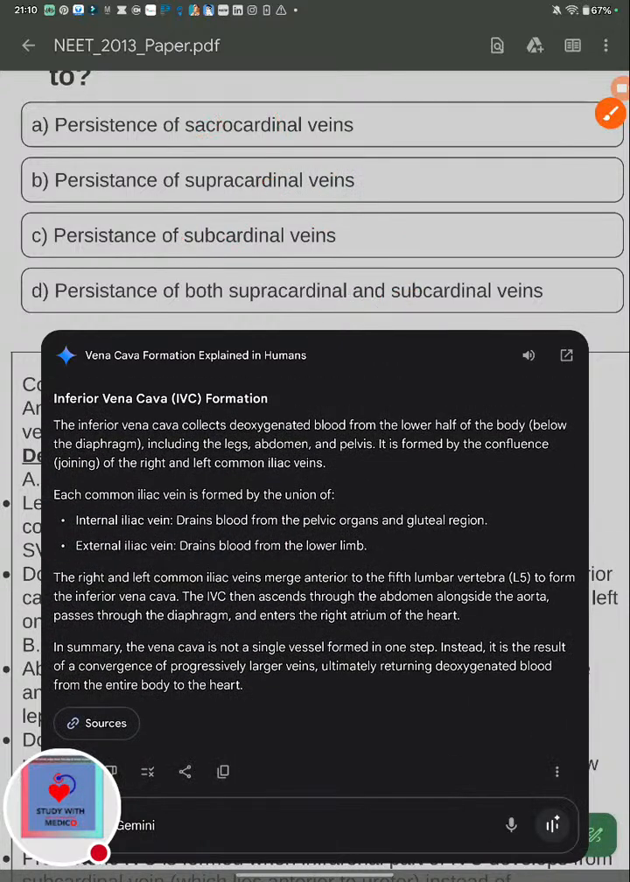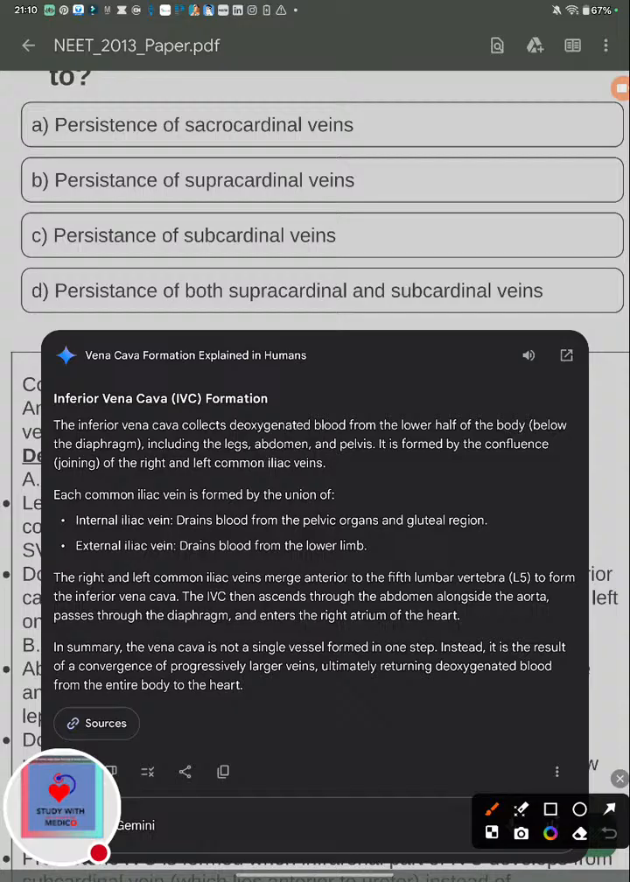Okay, talking about the IVC, the inferior vena cava. The lower half of the body, it collects blood, including the legs, abdomen, and pelvis. For the superior vena cava, it is brachiocephalic veins: brachio for hand and cephalic for neck. But the inferior vena cava is not collecting blood from the head, neck and arms. It is collecting blood from the legs.